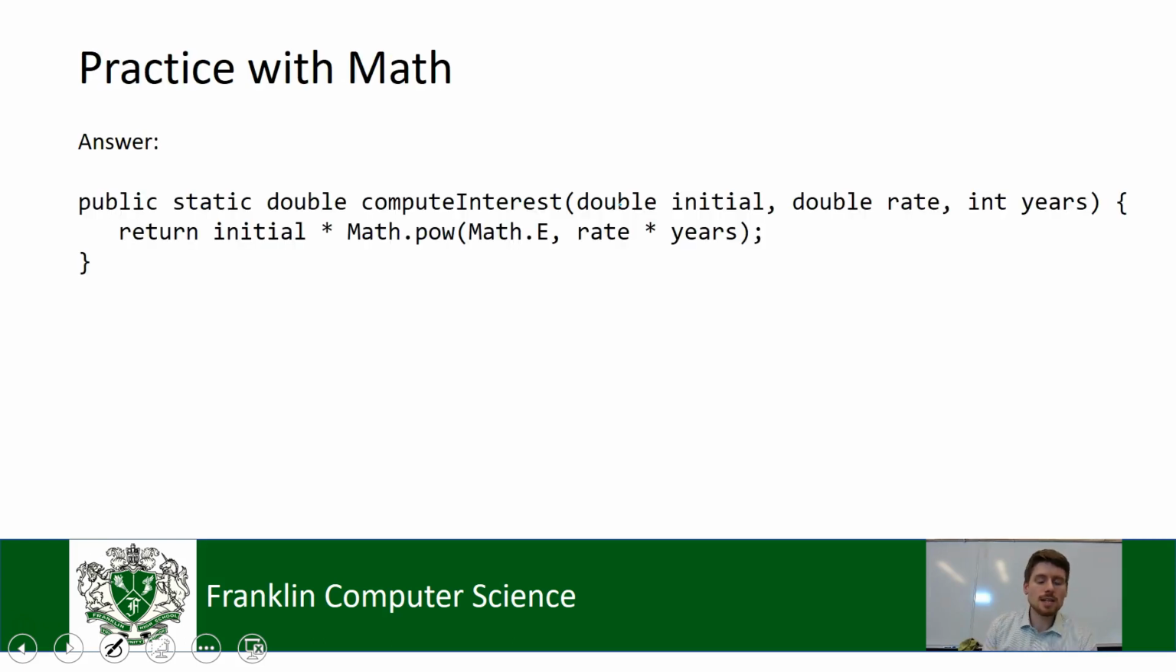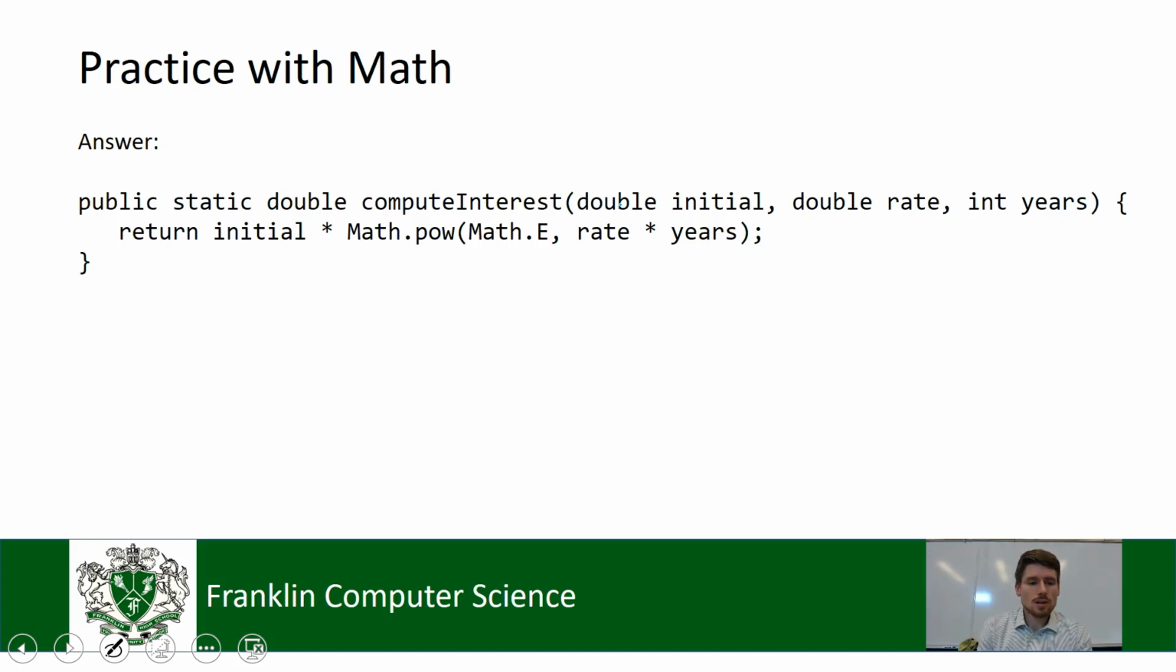Okay, let's dive into the answer. We're again returning a double because our compute interest may not be a whole number. We've got an initial amount, a rate, interest rate, and a number of years. So our method goes double initial, double rate, int years. So when we call it, if we're to test it out, we should put a specific initial amount, and then rate, and then years in that order.